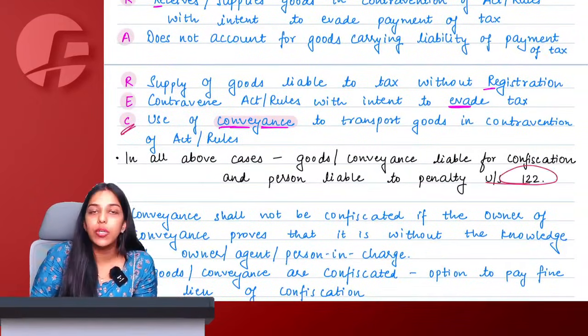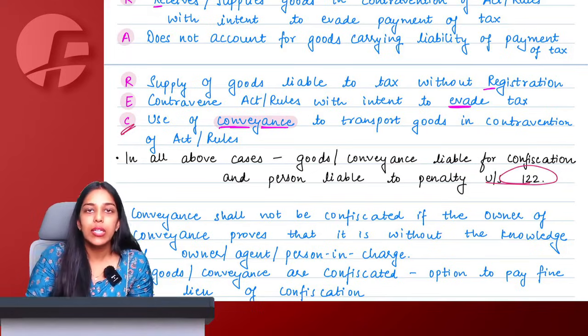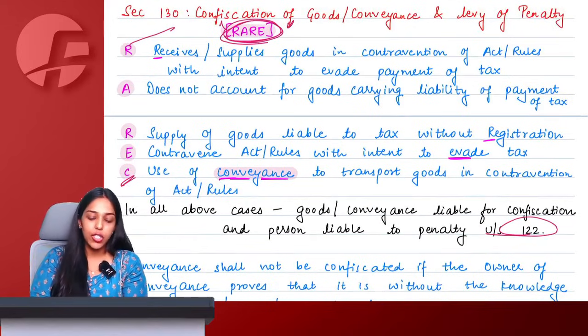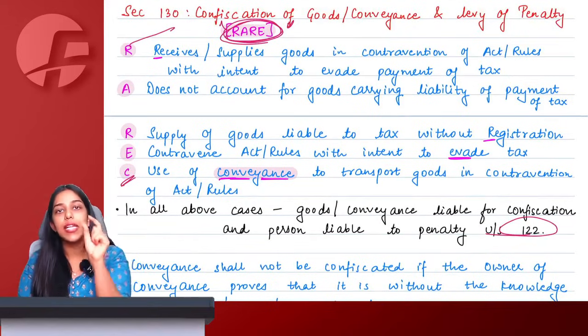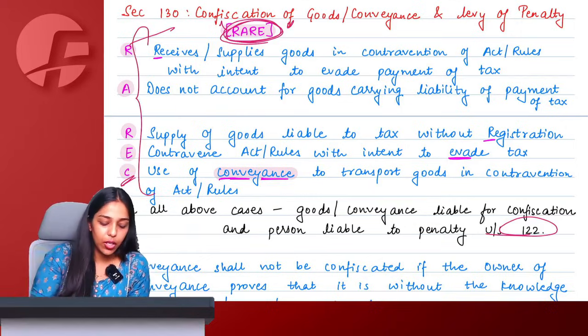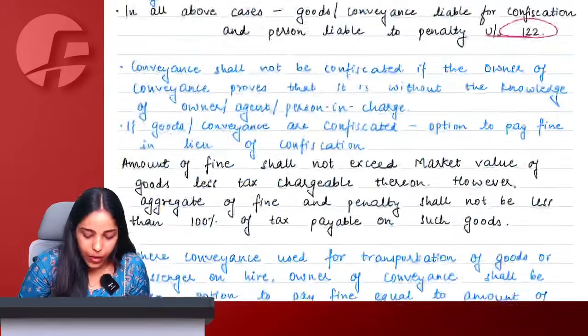So the general penalty, only 10,000 or the tax involved, whichever is higher, that section 122 general penalty will be levied here in case of confiscation. Along with penalty, confiscation can also be done, is what they are trying to say here in these particular situations.